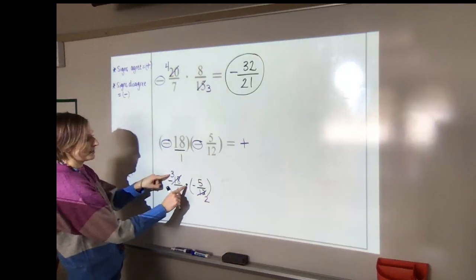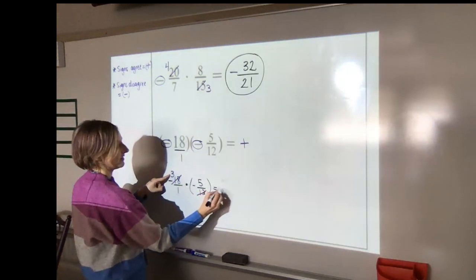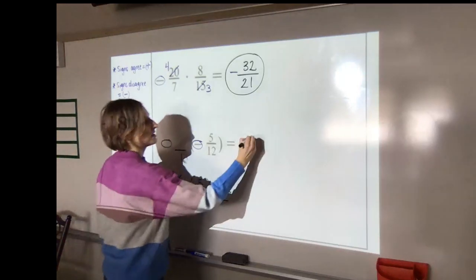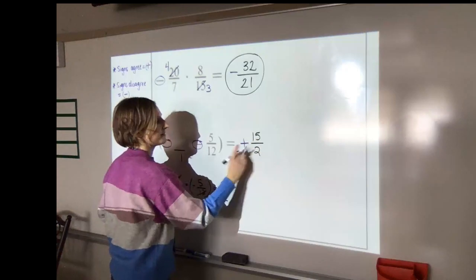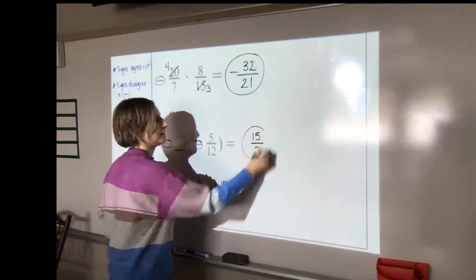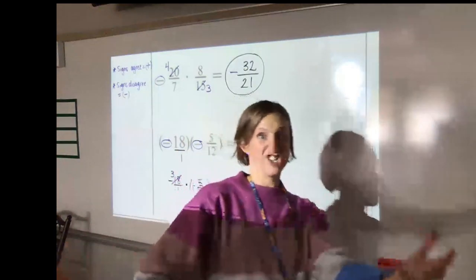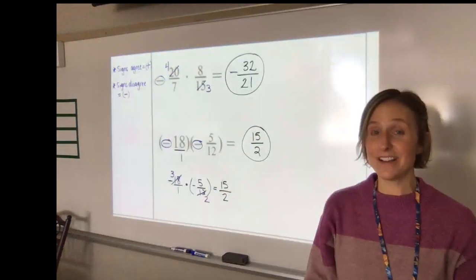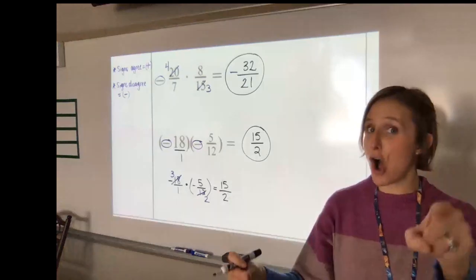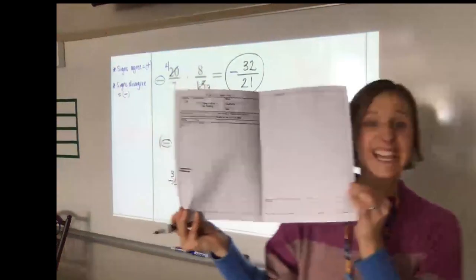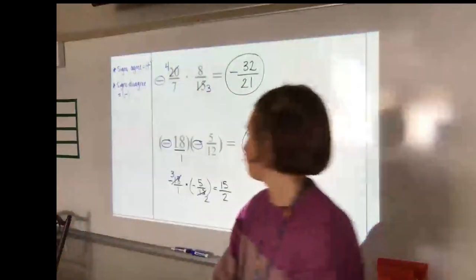Now I can go numerator times numerator, which is going to give me 15, denominator times denominator, halves. So my final answer is 15 halves. I know it's positive because my signs agree. I'm done. We just multiplied fractions, positive ones and negative ones, using a lot of what we already know how to do, reminding ourselves of that. Let's go to that next page in our notes and let's work on mixed numbers.